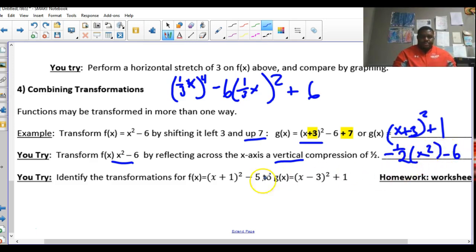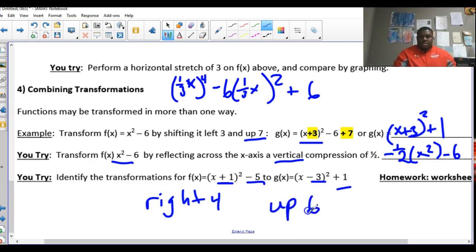Right here, it says identify the transformation. How do I go from 1 to -3? Well, 1 minus 4 is -3, so if I go minus 4, remember that's right 4 for my h value. And then how do I go from -5 to 1? I will add 6, so up 6.